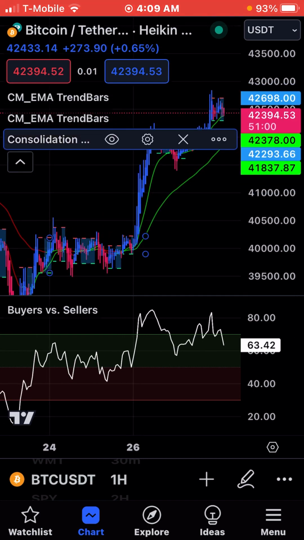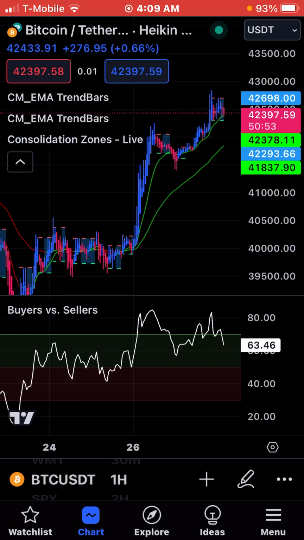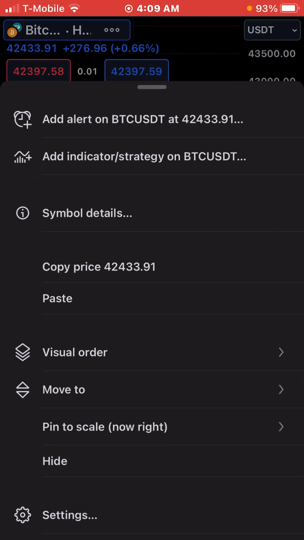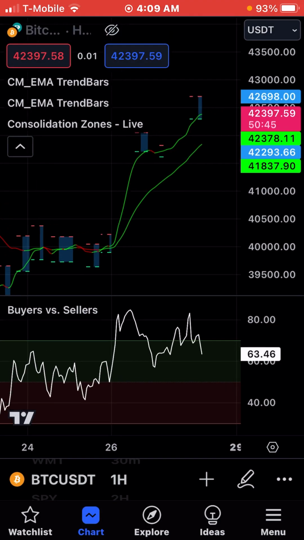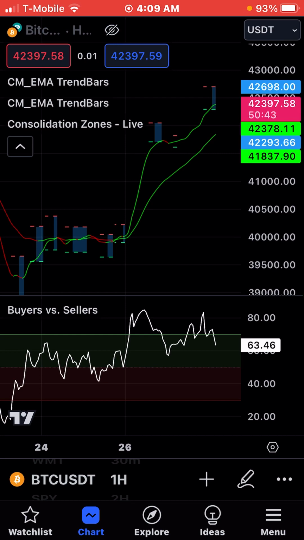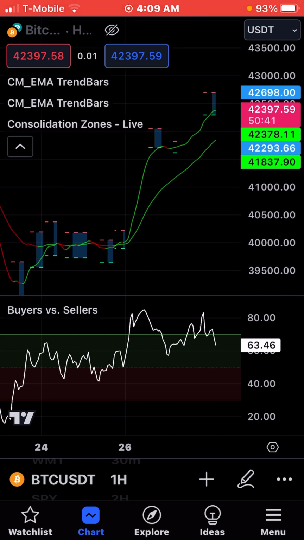I also have consolidation zones on here, which is another free indicator. It helps show you the consolidation zones. So this is really simple. If we hide the candles and just look at the trend bars, what you want to look for are the moments where it looks like it's about to cross.